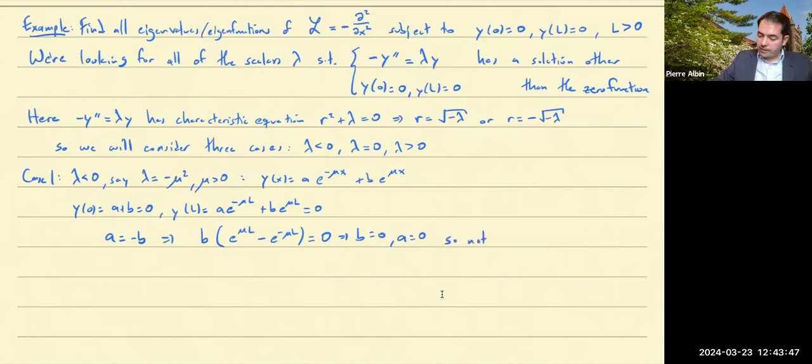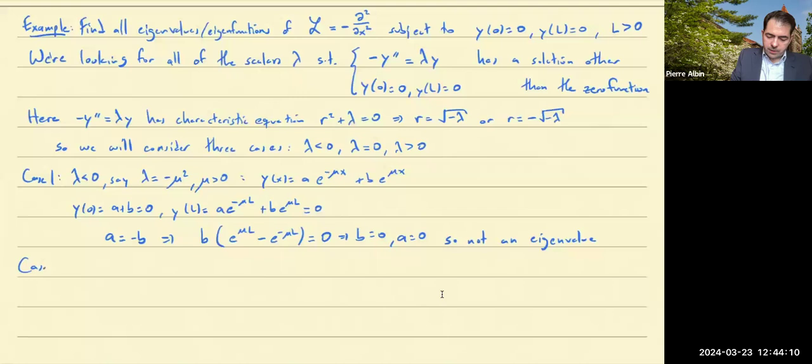So not an eigenvalue. Right? So we saw that if lambda is negative, then once you impose the boundary conditions, the only solution you end up with is the one where a and b are both 0. So it's just a 0 function. So that means that lambda was not an eigenvalue.